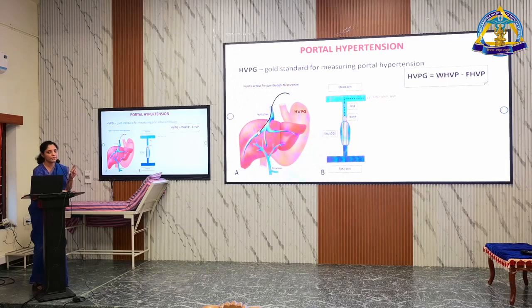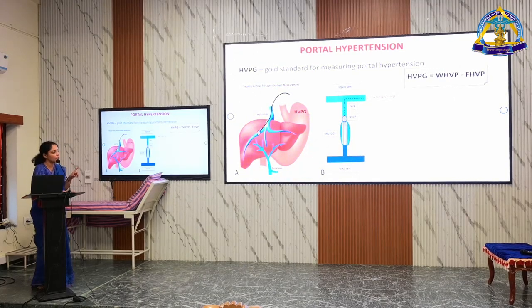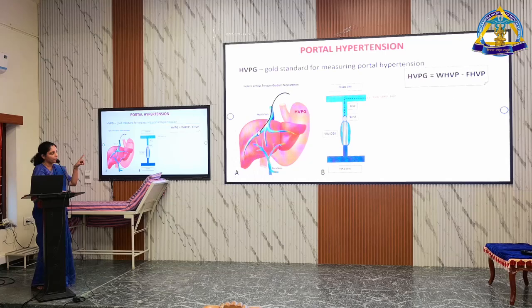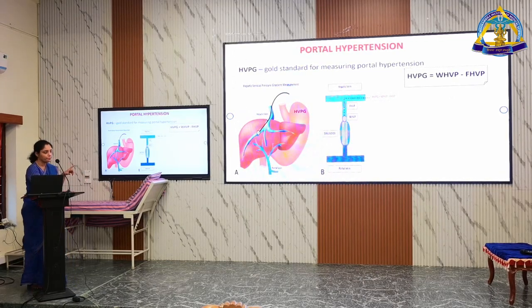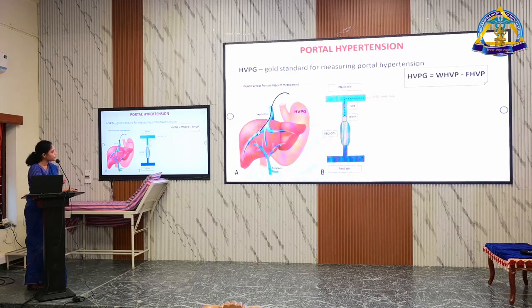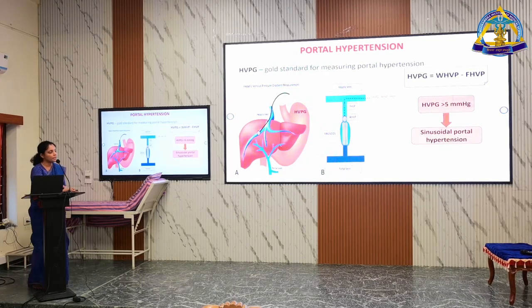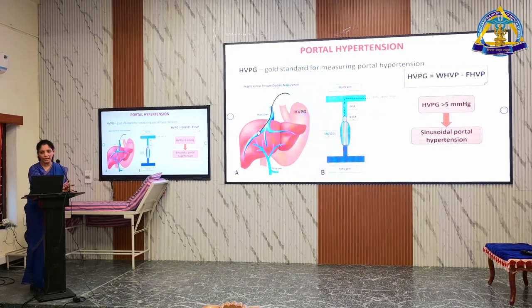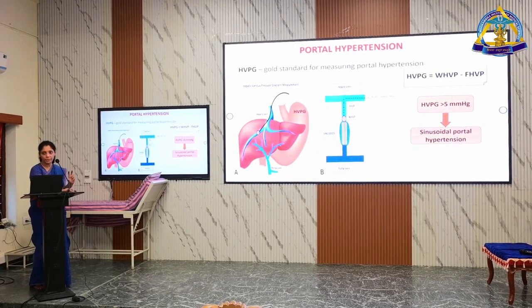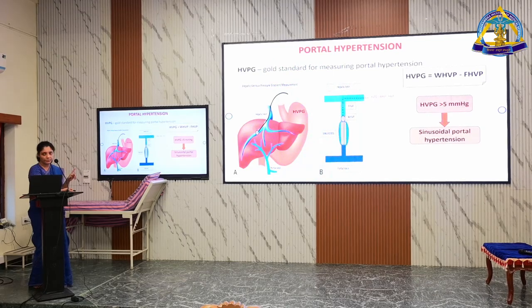So the wedged hepatic venous pressure is considered equivalent to the sinusoidal pressure, and then a free hepatic vein pressure will be taken within the terminal part of the hepatic venules. Essentially it's the difference between the sinusoidal pressure and the hepatic venous pressure. That is called the HVPG, the gradient between the sinusoids and the hepatic veins. Usually the HVPG is less than 5. When it is more, we call it sinusoidal portal hypertension, because we are trying to measure the sinusoidal pressure through this HVPG.